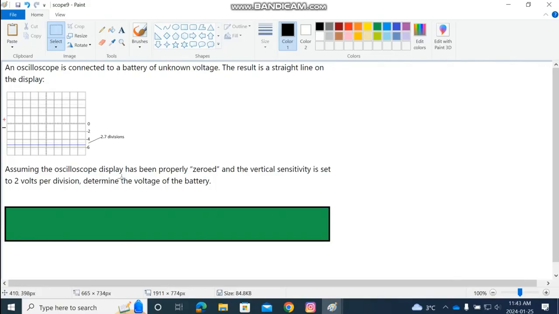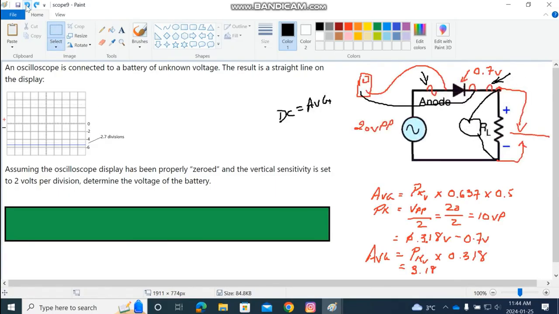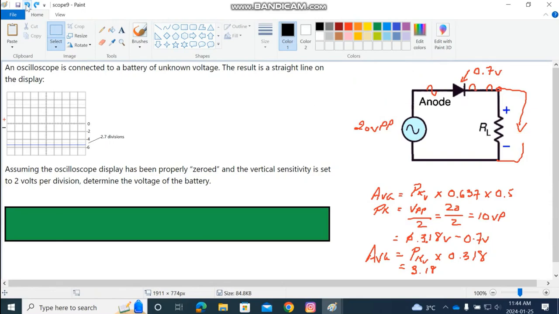Assuming the oscilloscope display has been properly zeroed and the vertical sensitivity is at 2 volts per division, determine the voltage of the battery. I don't think it's going to allow me to redo this. I put too much on the slide. It's only going to allow me to get to there, so I can't move this out of the way. So if we look at this, what we're saying is, okay, determine the value and the polarity of the battery.